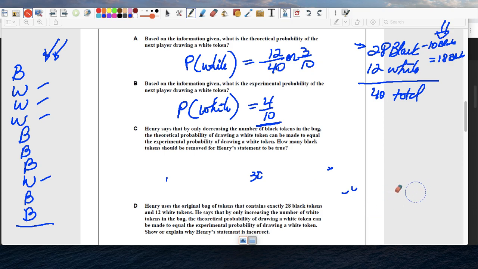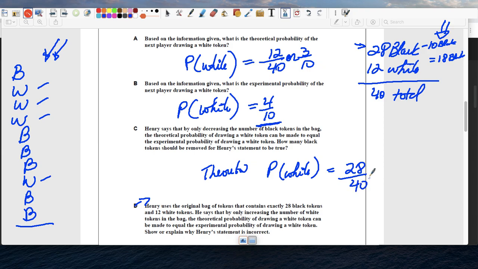Now, on the same token, they're asking us to do kind of the reverse. So again, the probability of getting a white token, I'm doing letter D, by the way. The theoretical probability of getting a white token, as it is right now, is 28 out of 40. Now, in this case, he's saying, how do I make 28 out of 40 be the same as the experimental probability, which is 4 out of 10? How do I make this that? And he wants to do that by adding white tokens.